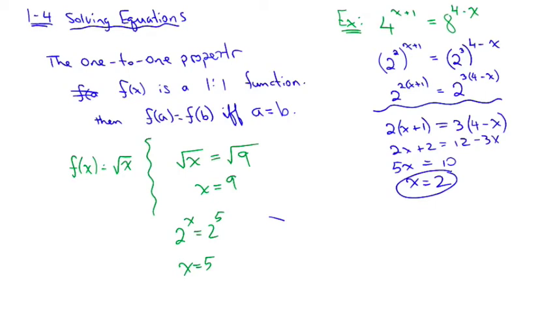If x is equal to 2, this would be 4 raised to the 3rd power. And the question is, does that equal 8 raised to the... Well, 4 minus 2 would be 2. So what's 4 to the third equal to? 64. And 8 squared obviously is also 64. So it's a solution. It also works with logarithms. Yay!